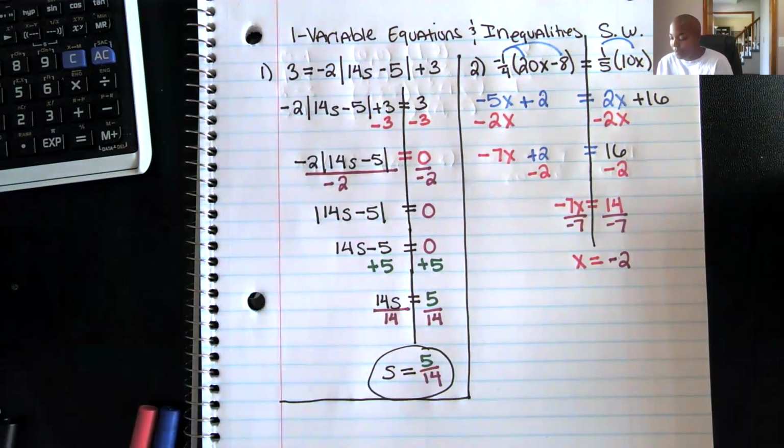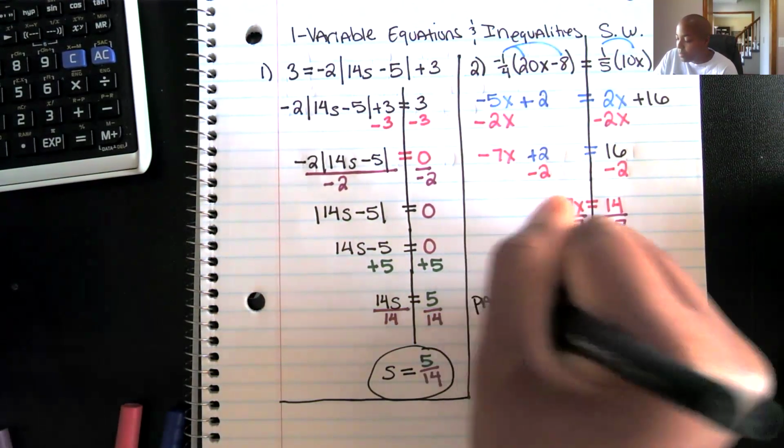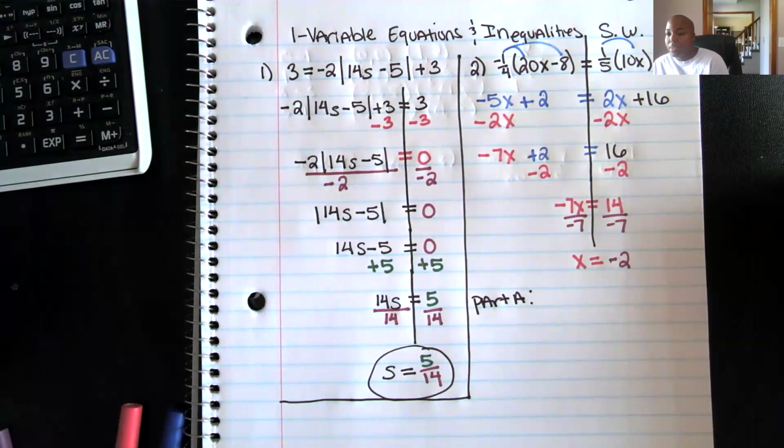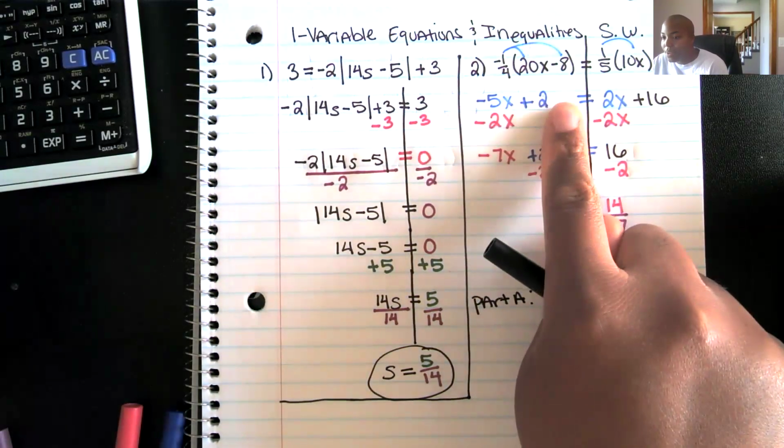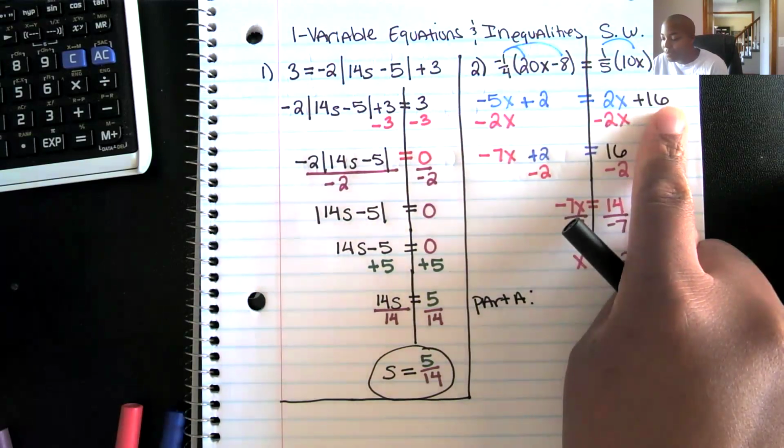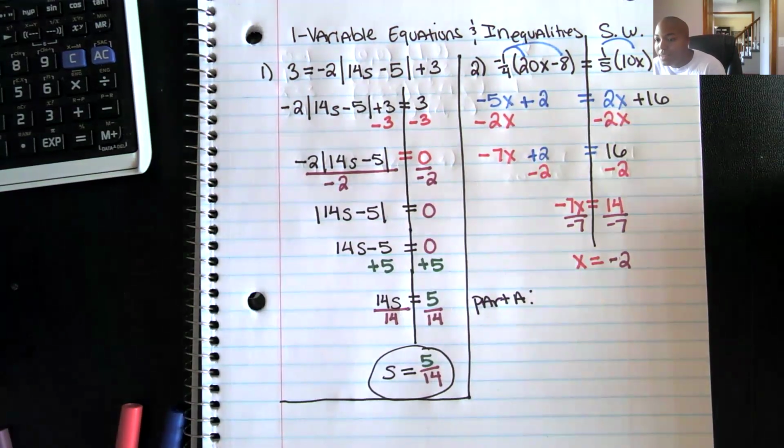Okay, so we answered part B, but now we have to answer part A. So let's see where the error is. Okay, so step 1, they multiplied -1/4 times 20x minus 8. So the same thing we did. So our first step is the same. We're good there. The next step, it looks like they added 5x over to 2x. And that was the error. So step 2 is the error.